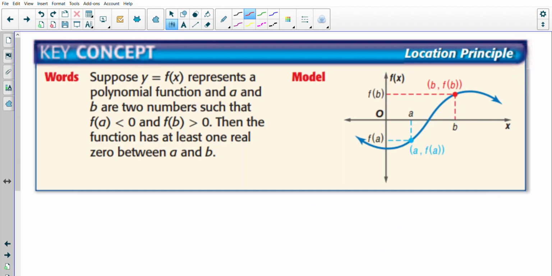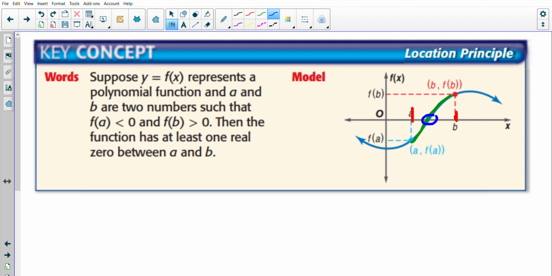So what we're truly looking at is a graph that crosses the x-axis. Suppose y equals f of x represents a polynomial function, and a and b are two numbers such that f of a is less than 0. So when you plug in a number, you get a negative number, and then you plug in another number and get a positive number. What this is telling you is that, here's a, here's b, at some point on the graph you have to cross the x-axis, meaning there's a 0 there.